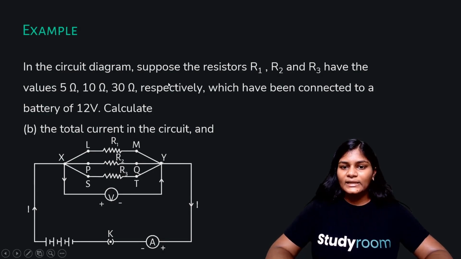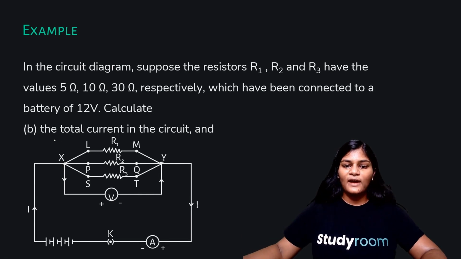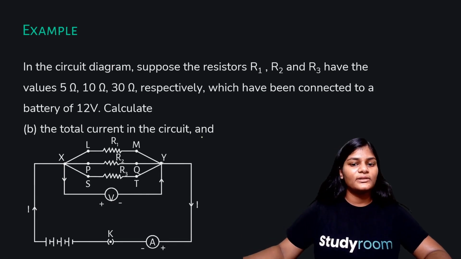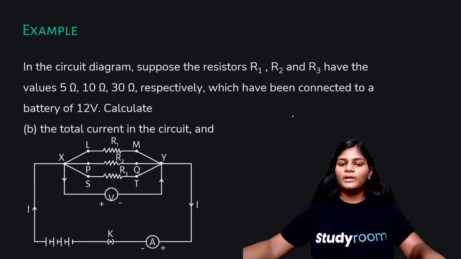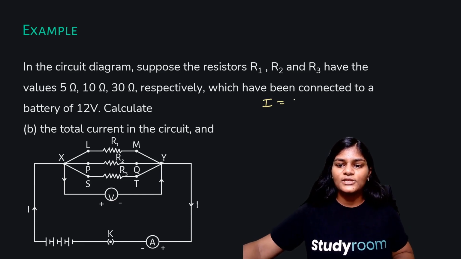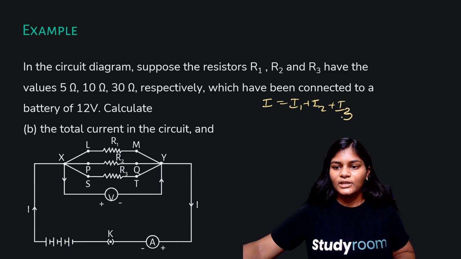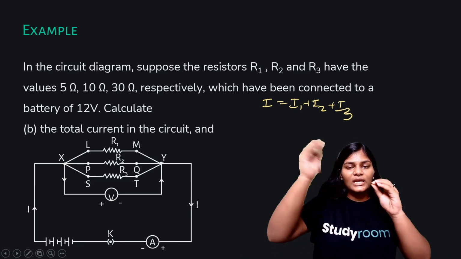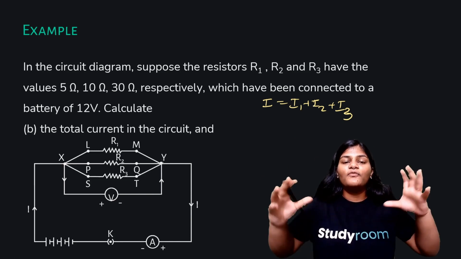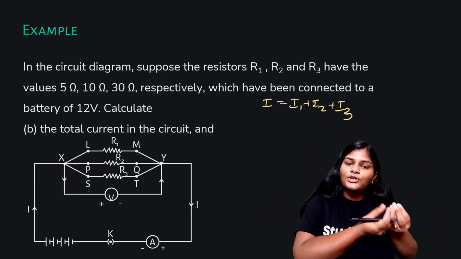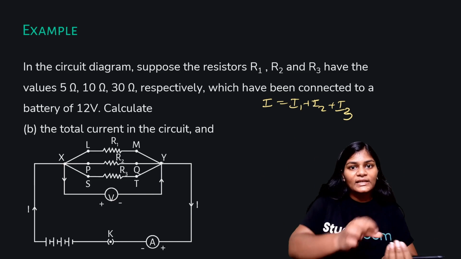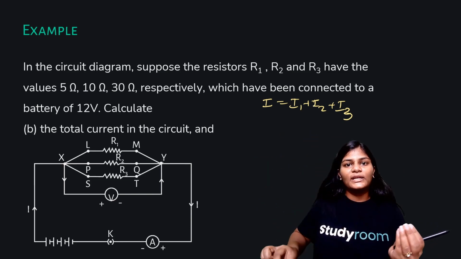In the circuit diagram, this is the same question. We have to now find the total current in the circuit. Do you remember we had written that I is equal to I1 plus I2 plus I3, using the logic that the three currents that are getting divided obviously are coming from the original current I. It is I that is getting divided into I1, I2 and I3, right?